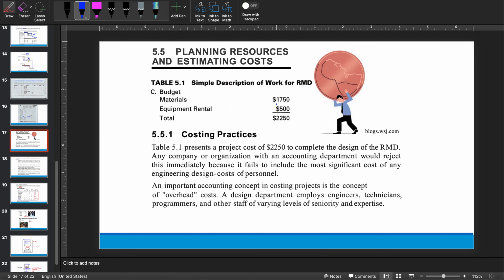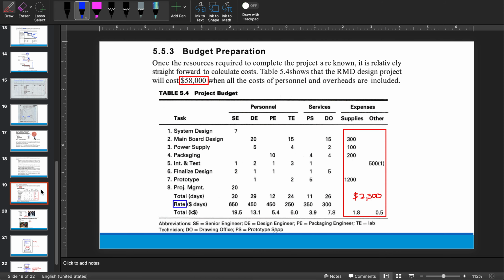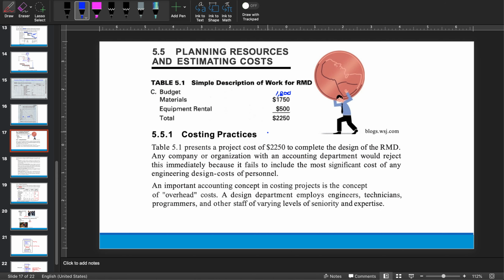As we specified earlier, the budget materials costs are going to be about $1,750. I think it's rounded off to $1,800 here on the next slide. Let's write that down here, just so you don't get confused. And then it needs to rent some equipment for $500, so the total cost is $2,250. Okay, so let's look at table 5.1 here. That's 5.4, so I guess 5.1, I don't have that diagram, but this will be the information that we have.